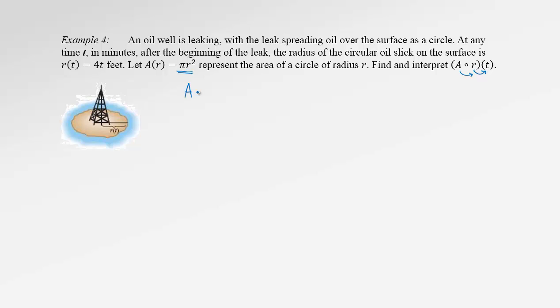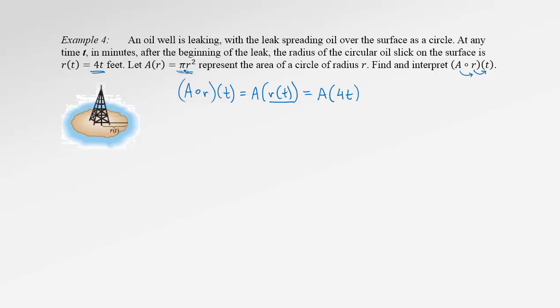Well, let's write it down. A composed with r as a new function of t, according to the definition, is the same as A of r of t. Okay, great. Do we know r of t? Yes, we do. r of t is 4t. So that's the same as A of 4t, the input for the A function.